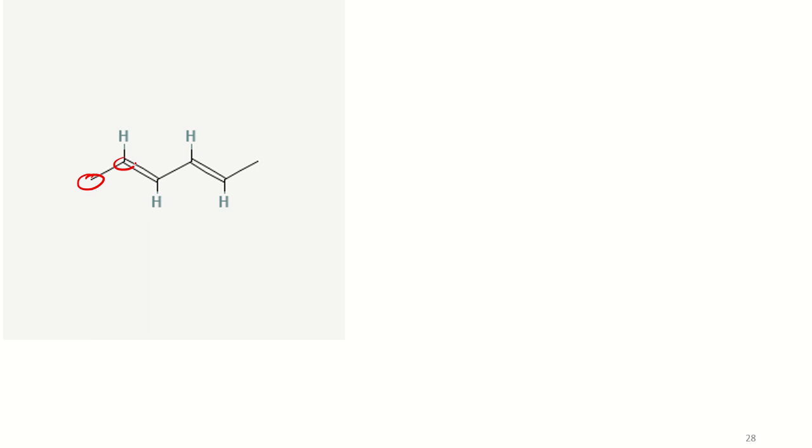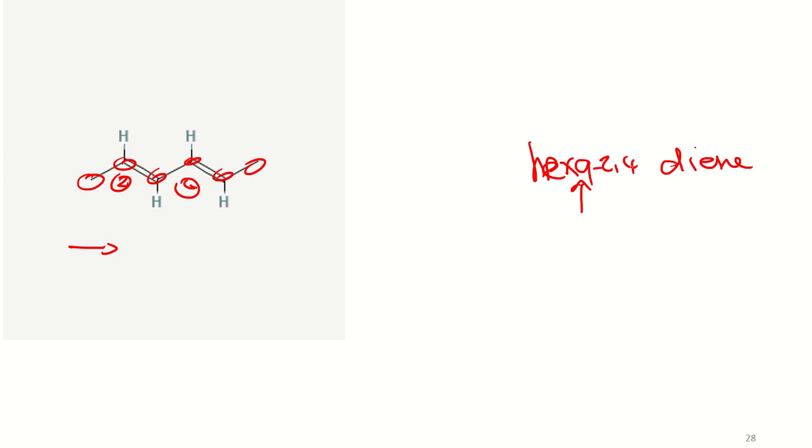So we have 1, 2, 3, 4, 5, 6 in our longest chain. Okay, so it's a hex. I have double bonds. It doesn't matter what end I label from, they will be on number 2 and 4. So it's hex. It's 2 double bonds in it, so it's a diene. There are 2 and 4, and remember, I have to put my A in.